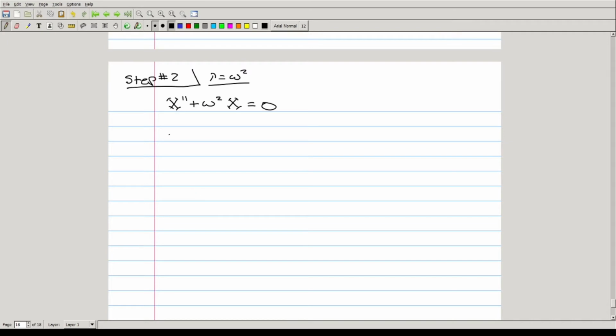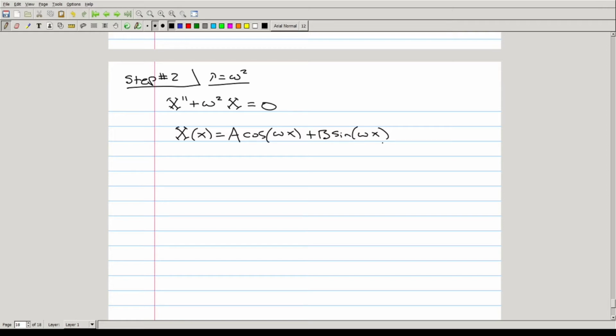which has the general solution x of x is equal to a cosine of omega x plus b times sine of omega x. And just like for the heat equation done earlier, the other two cases give you either the trivial solution or solutions that are contained within this possible solution right here.